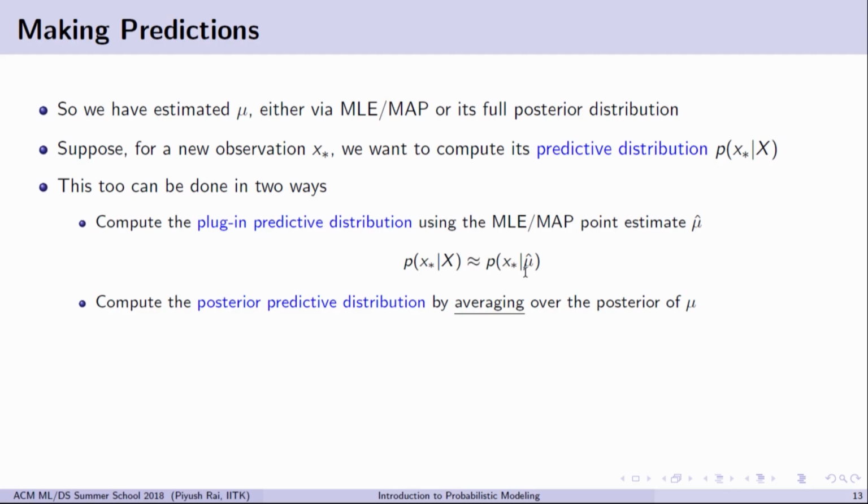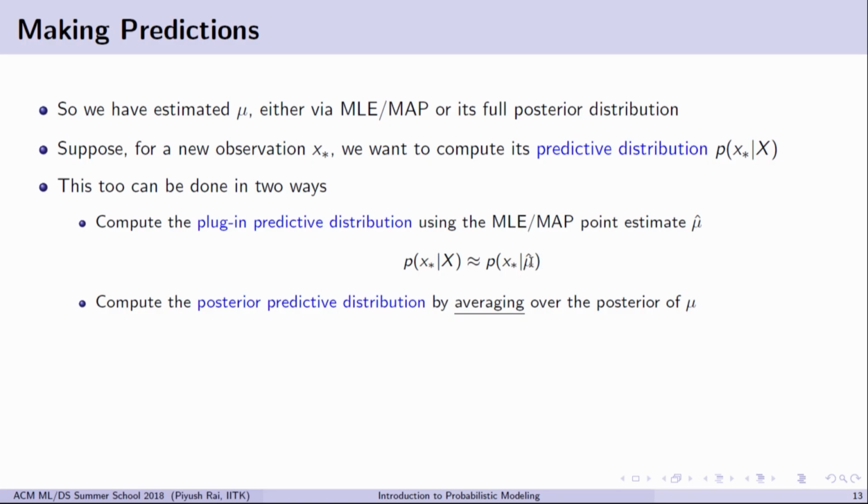Because if I have mu hat, what is this distribution? This P of X star given X is a Gaussian with mean mu hat. So if I only have a single mu hat, this will be our plug-in predictive estimate. I'm simply using the single estimate of mu that I have, and in our problem, this is nothing but a Gaussian distribution with mean mu hat that we have estimated.